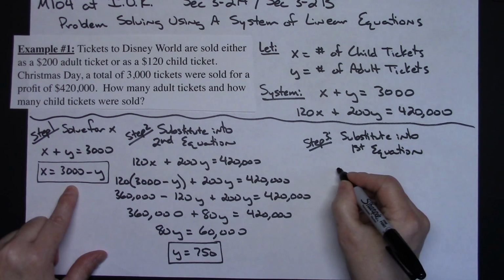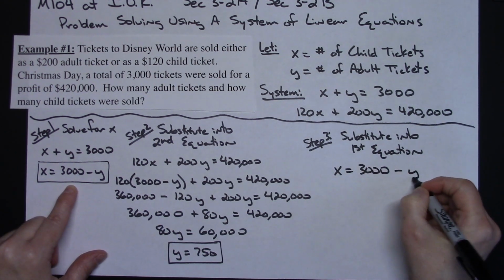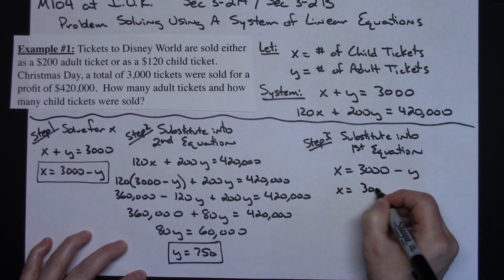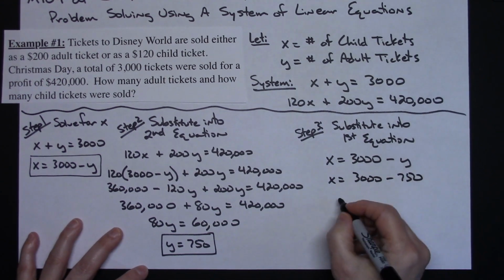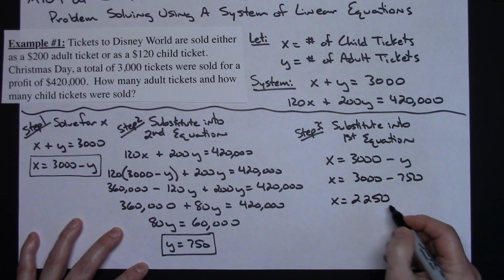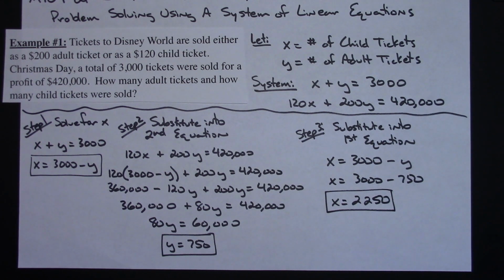Alright, so right here it is. I've got x is equal to 3,000 total tickets that were sold minus y. I know y is 750, so x is equal to 3,000 minus 750. You go ahead and subtract those, and you're going to get x is 2,250. Okay, so that's how many child tickets were sold.